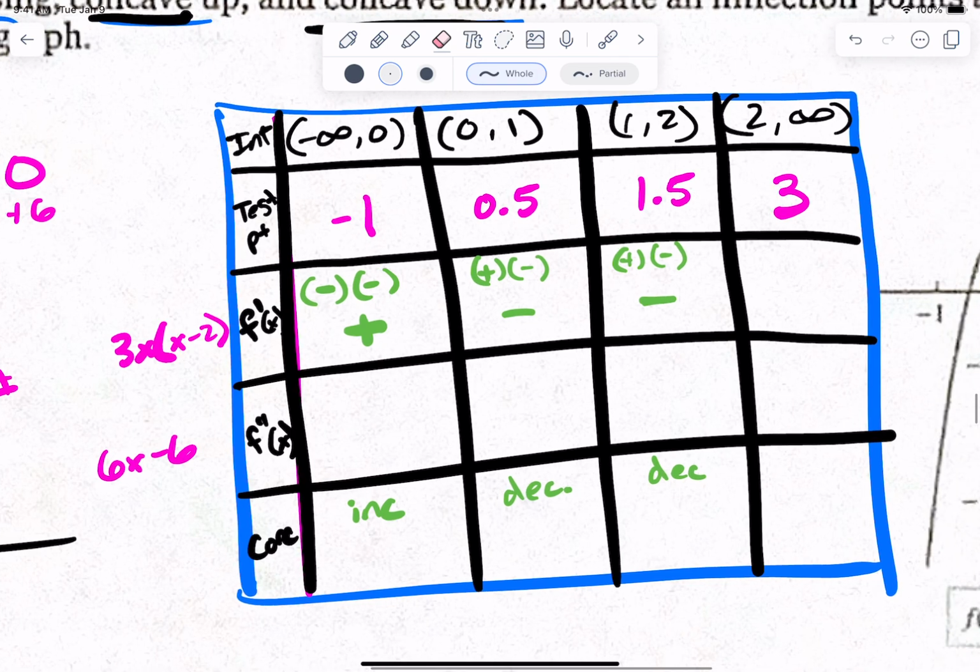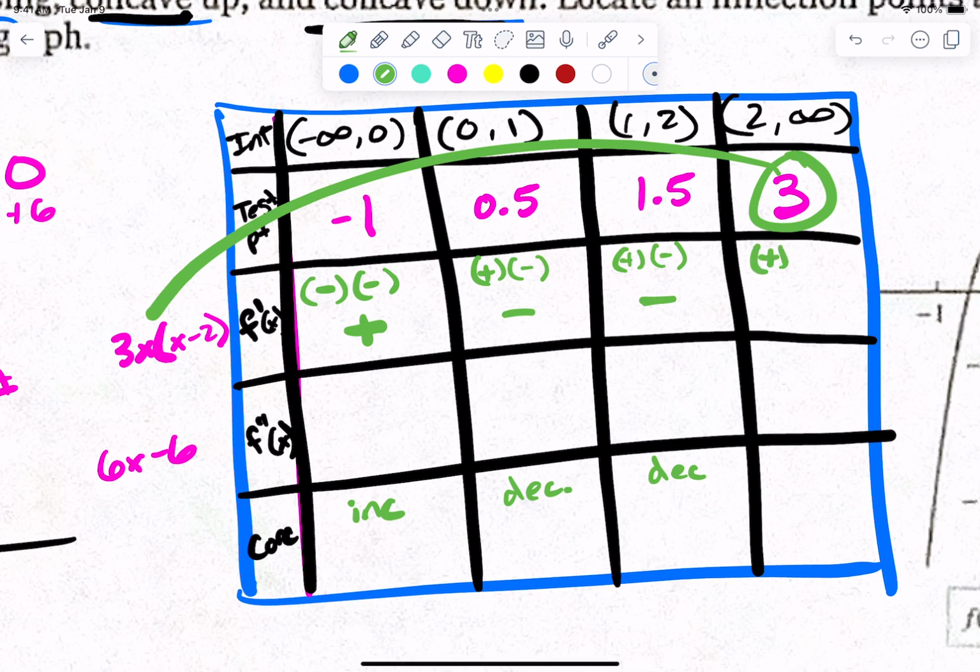Okay, let's plug 3 in. I haven't plugged 3 in. You guys probably did. 3 times 3 is positive. 3 minus 2 is positive. So that's where he is positive and he is increasing.